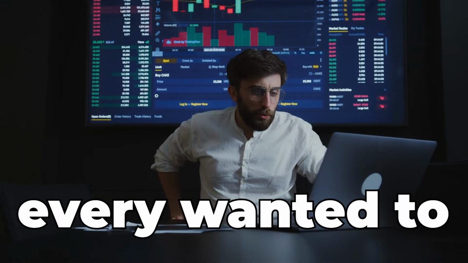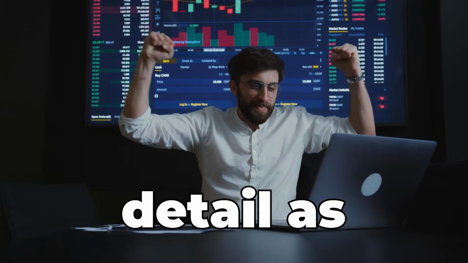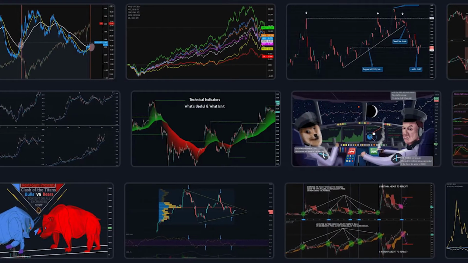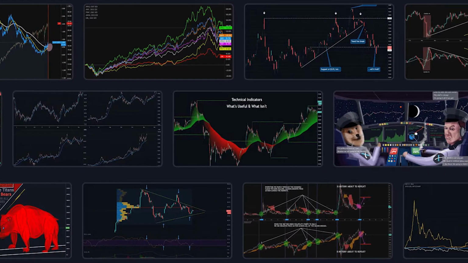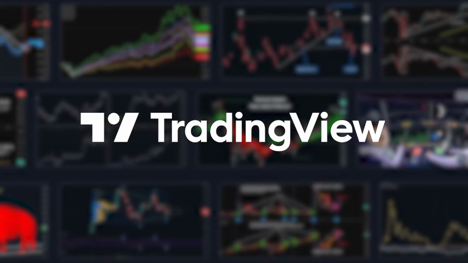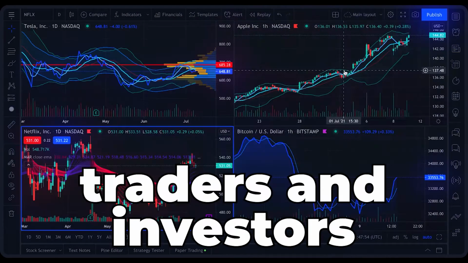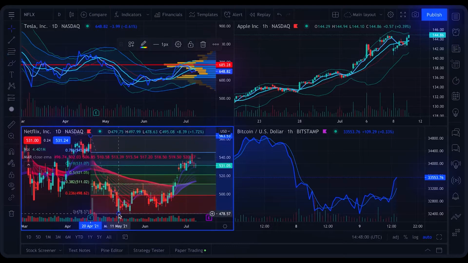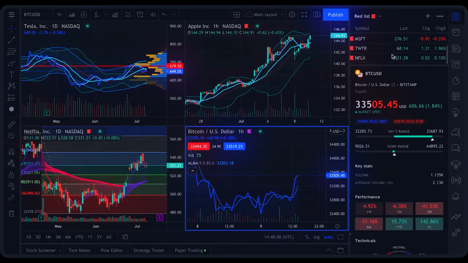Have you ever wanted to analyze your assets in as much detail as possible? Or have you ever wanted to share your trading ideas and build a community around it? Then TradingView might be exactly what you're looking for. With over 30 million traders and investors, TradingView is the biggest and most popular free-to-use charting platform out there.